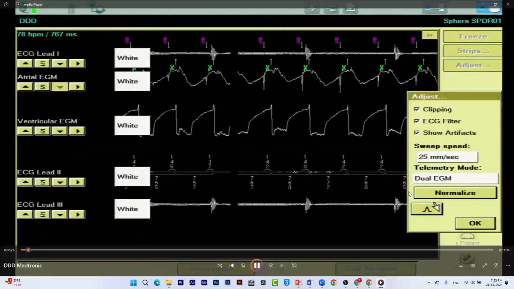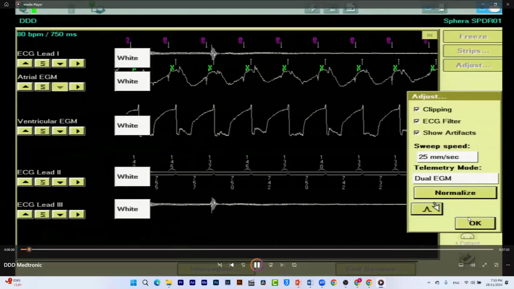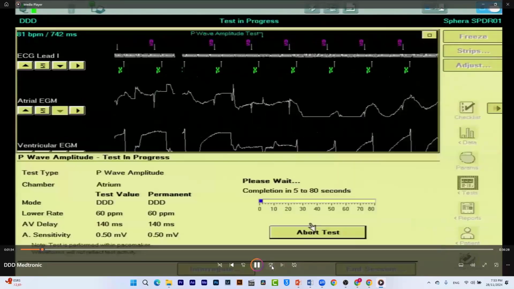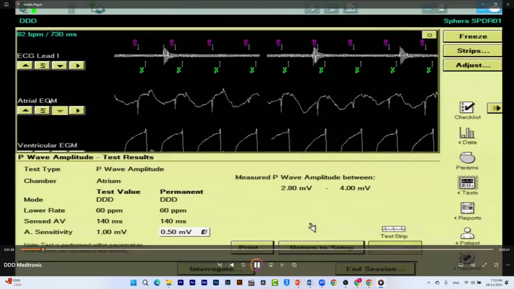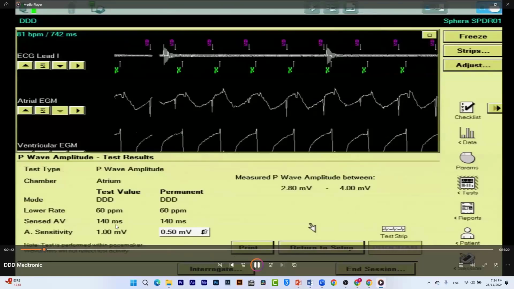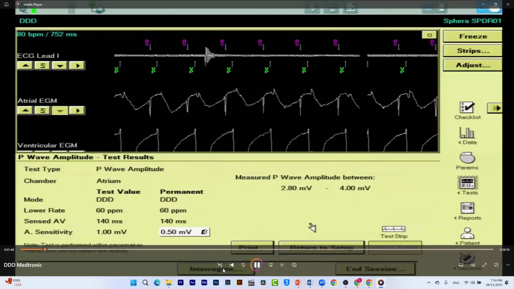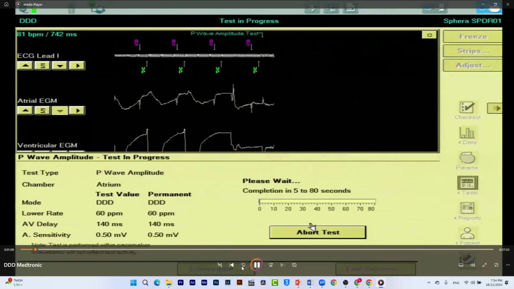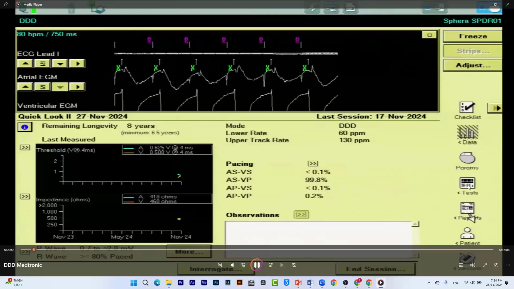Here, atrial sensing, ventricular pacing. It is a young male. Here I am adjusting this screen, making atrial EGM here and ventricular EGM here. Okay, and we are doing the sensing test now. Here I will go to sensing now.